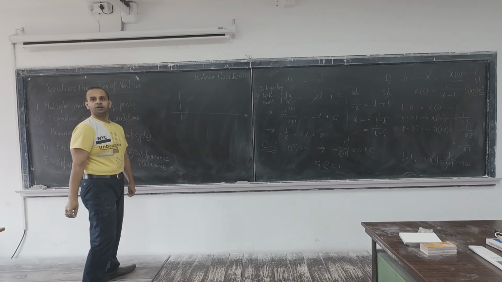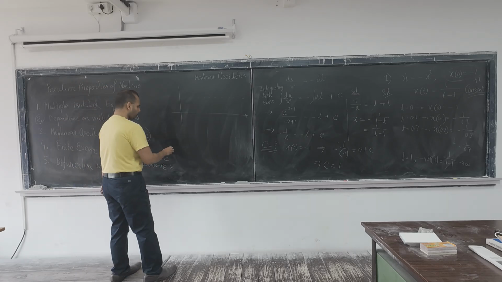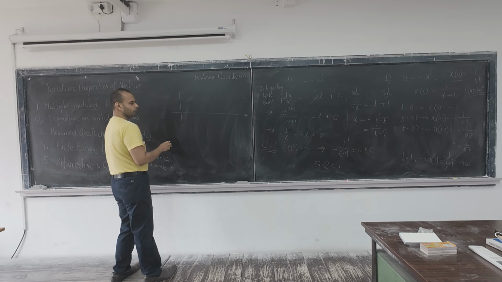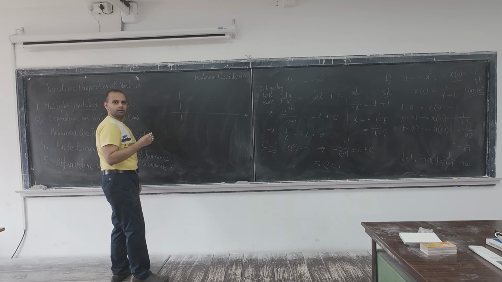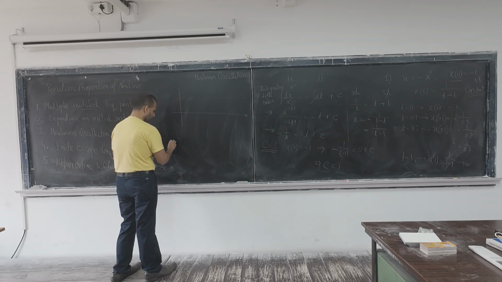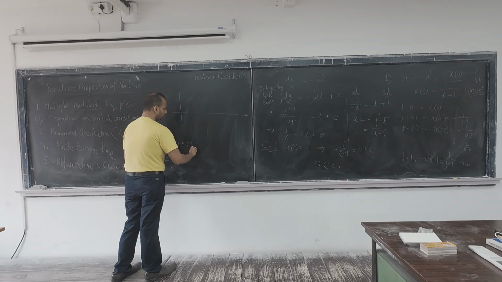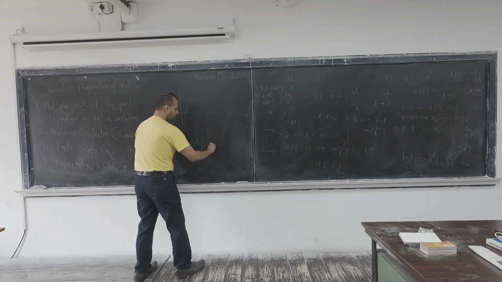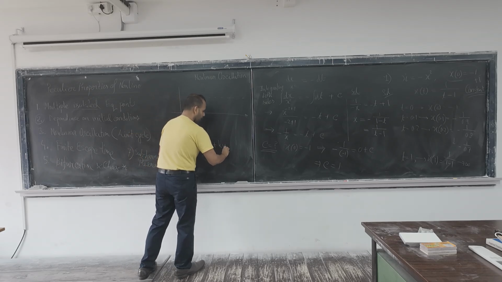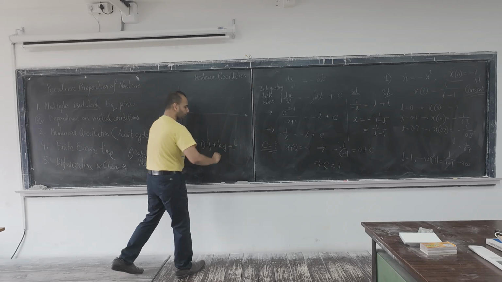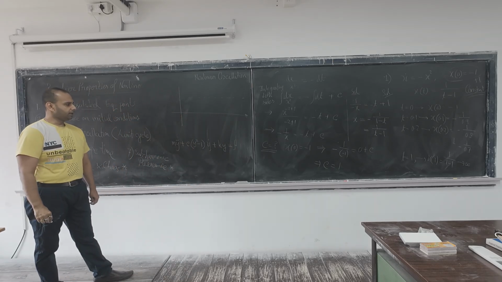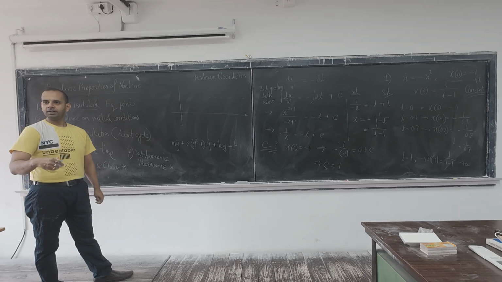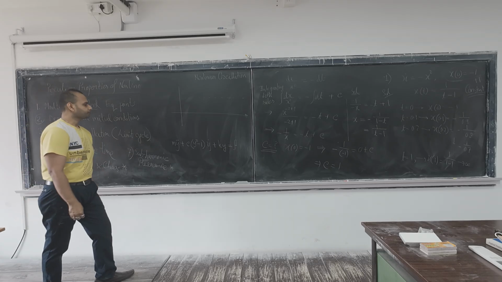Here, like that day I talked about the Van der Pol equation, that is how I represent it: m y double dot plus c (y square minus 1) y dot plus k y equals u or f, whatever. Then we can also represent it in the state space format, right?